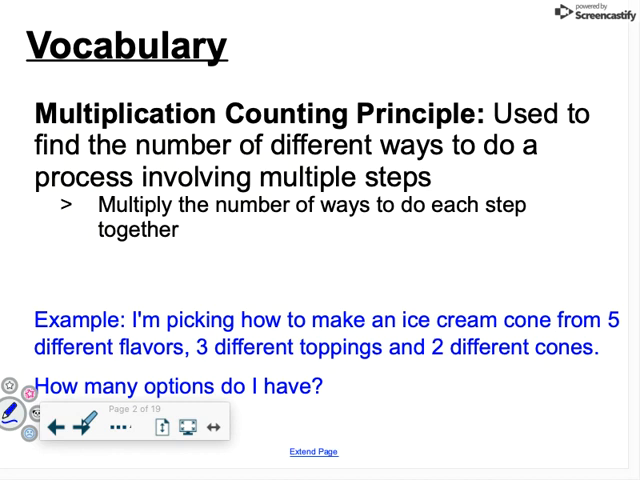So to start with, the multiplication counting principle. It is used to find the number of different ways to do a process that involves multiple steps. And what we're going to do is multiply the number of ways to do each step together. And if you need to pause that, feel free to do so.